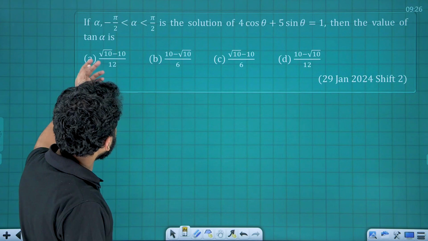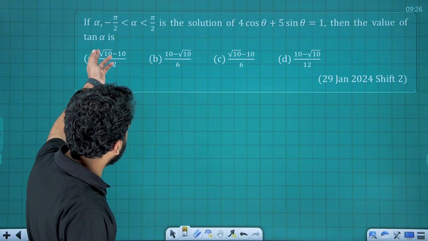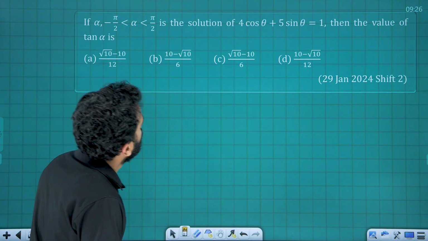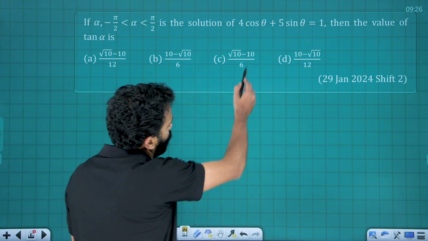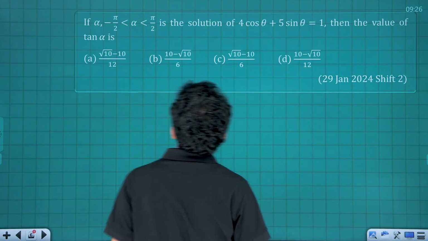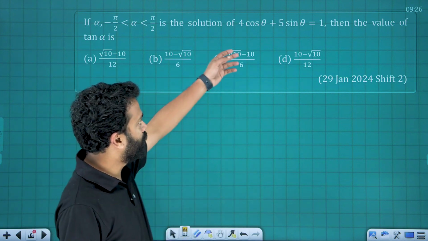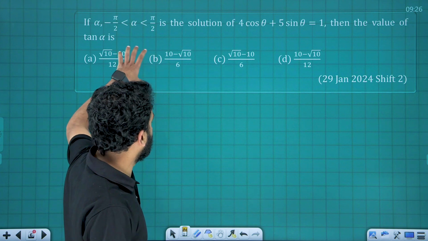The next question. An angle alpha is given such that alpha is an element of minus pi by 2 to pi by 2, and it is the solution of 4 cos theta plus 5 sin theta is equal to 1. Then find the value of tan alpha. So from this equation, you need to filter out tan alpha and find its value.